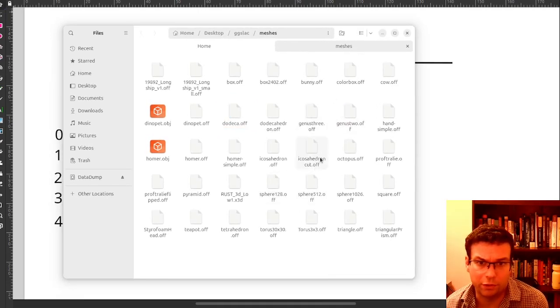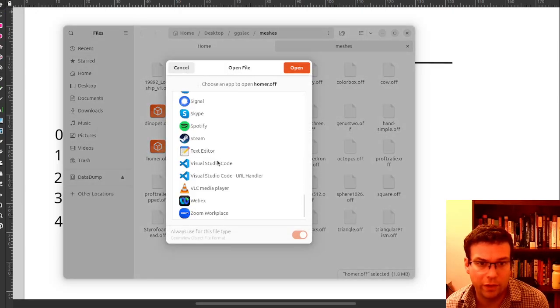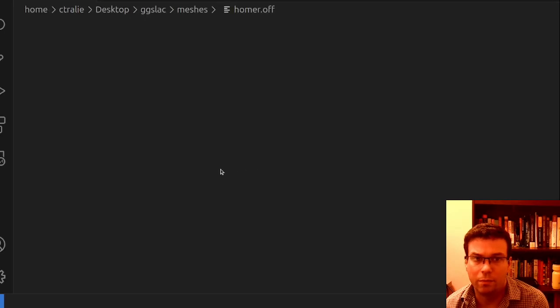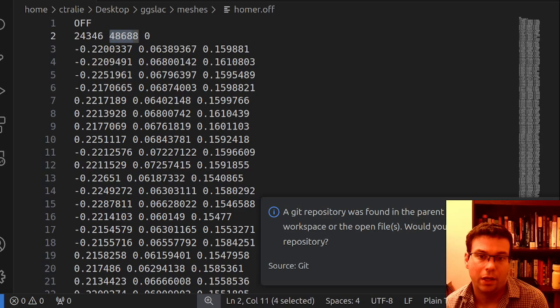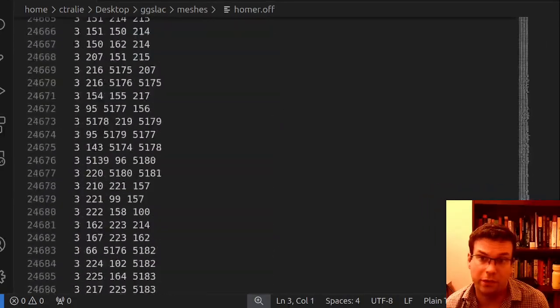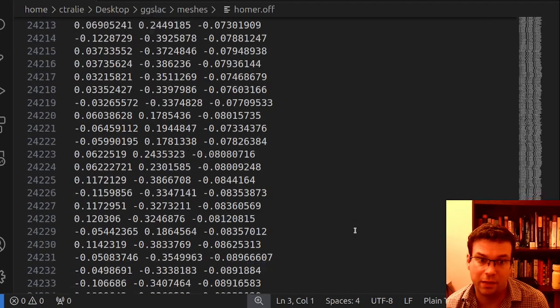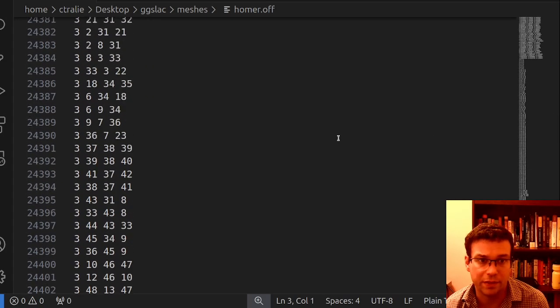So for example, if I wanted to look at Homer, if I open up Homer, I can show you the OFF file format, the .off file format. First, it tells you how many vertices there are and how many faces there are. And then it gives you the vertex table first. So there's going to be 24,346 lines of XYZ, XYZ, XYZ. And then if we scroll down far enough, we'll eventually get to the next table, which is the index storage for the faces. And here it is.